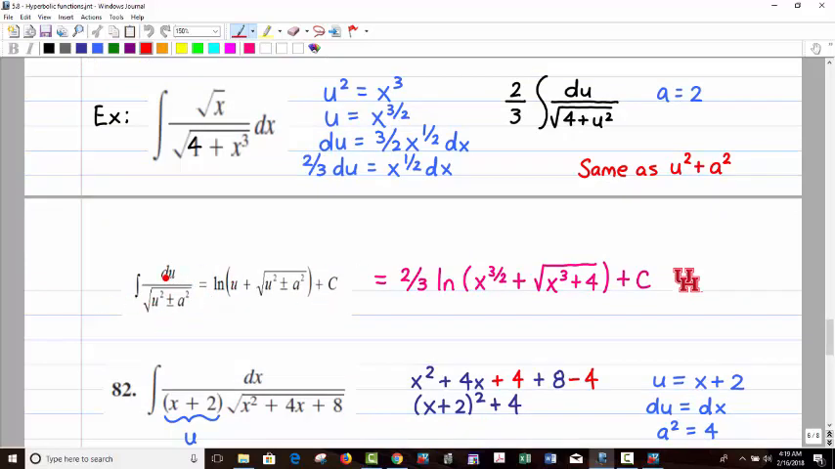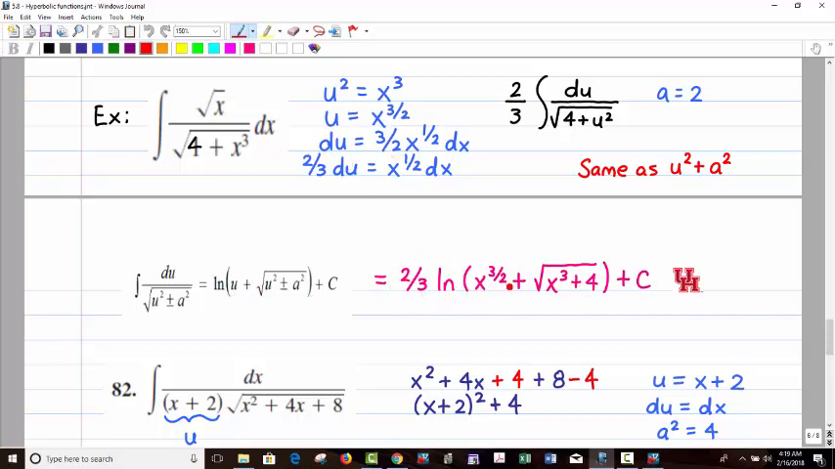And just like I was saying a minute ago, because the order doesn't matter, x cubed, since it's plus, x cubed plus 4, 4 plus x cubed, look at that, perfect. It fits this one. And so the 2/3 comes from the adjustment, of course.